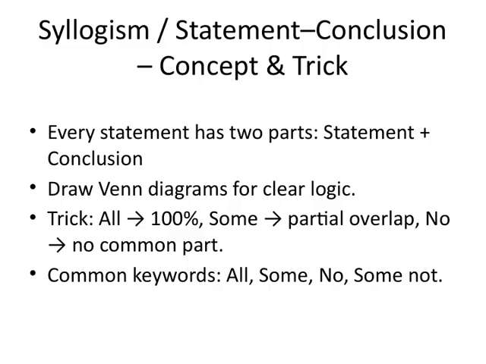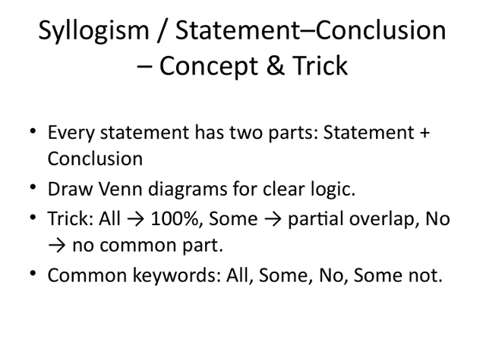Now here's a trick to remember. When we say all, it indicates a 100% overlap. Everything in one set is included in another. When we say some, it suggests a partial overlap. Only part of one set intersects with another. And when we say no, it means there's no common part at all. Recognizing these keywords, all, some, no, and some not, sets the foundation for understanding the relationships between different statements.